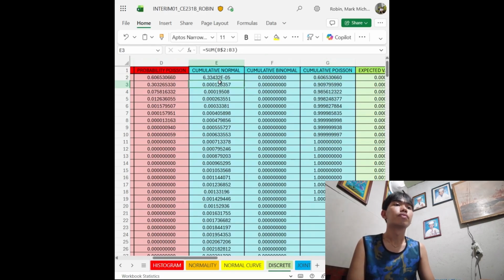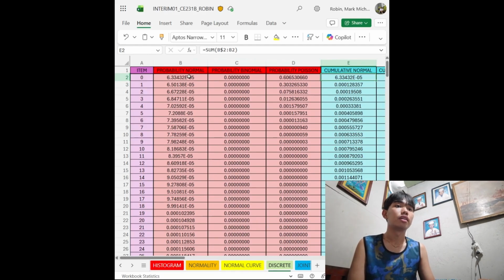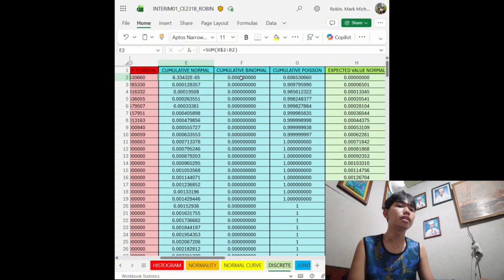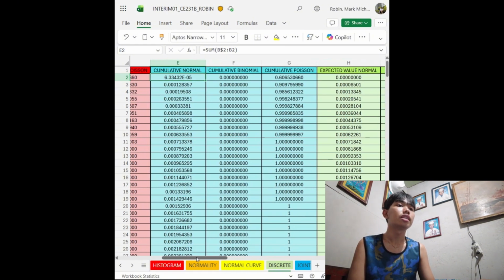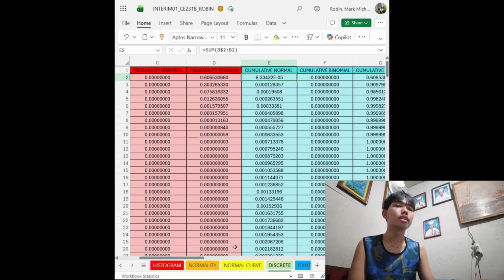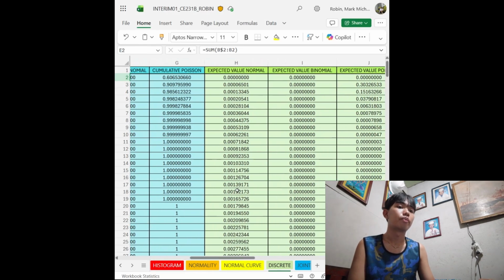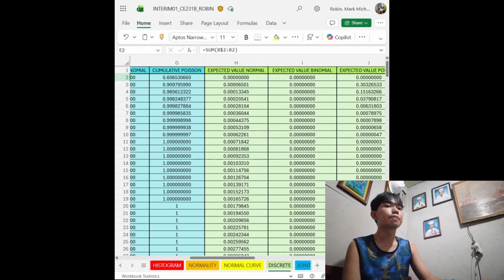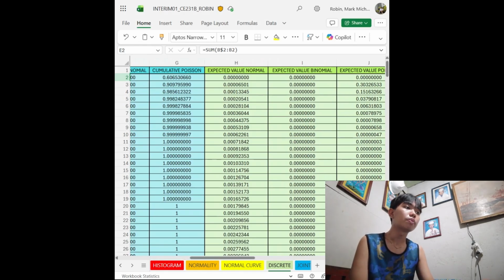For the cumulative, you will just sum the probability. Probability normal gives cumulative normal, probability binomial gives cumulative binomial, and probability Poisson gives cumulative Poisson. After that, we calculated the expected value for each model by multiplying the probability of each item by the total count of 2000 data.